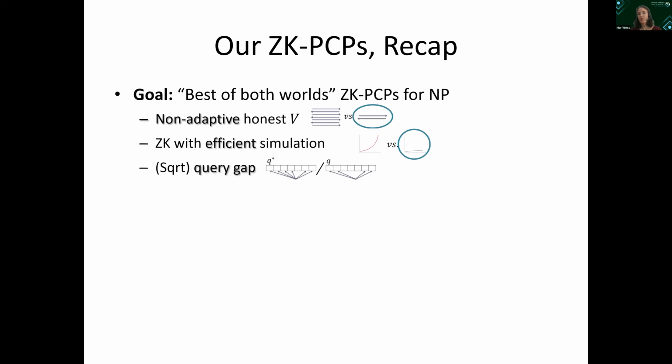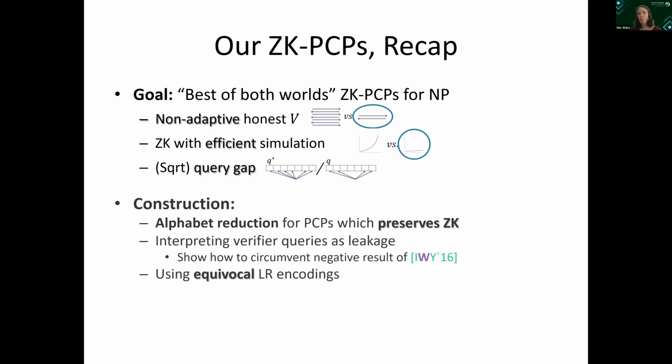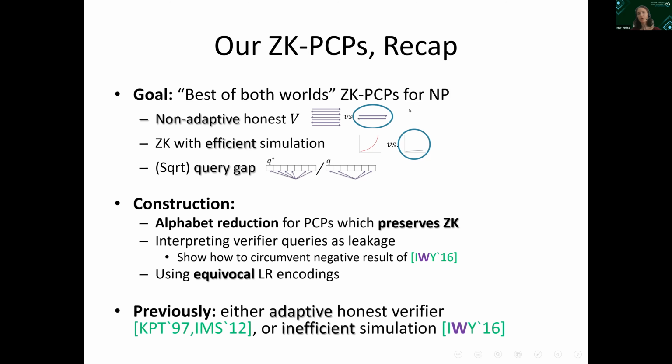So to sum up, we get zero-knowledge PCPs for NP that have both a non-adaptive honest verifier and zero-knowledge with efficient simulation. We get this by designing an alphabet reduction for PCPs that preserves zero-knowledge, and this alphabet reduction uses equivocal leakage-resilient encodings. Applying our alphabet reduction to the ITC 7 zero-knowledge PCP gives us these zero-knowledge PCPs for NP, which do indeed enjoy the best of both worlds, because before we didn't know how to get a non-adaptive honest verifier with efficient zero-knowledge simulation.